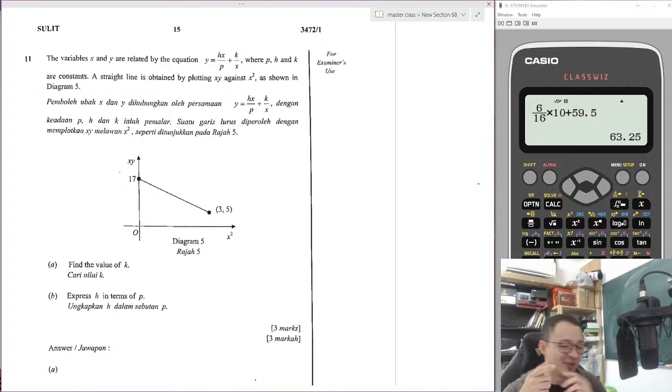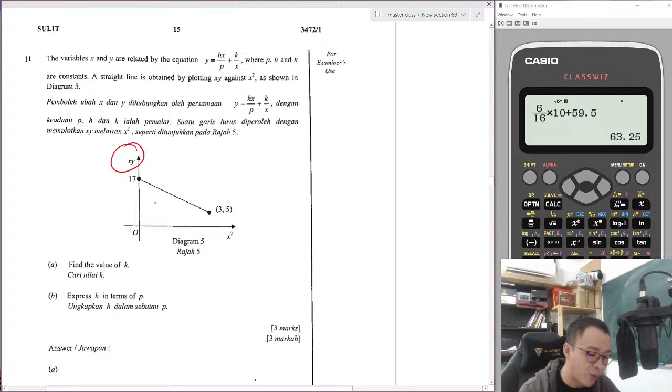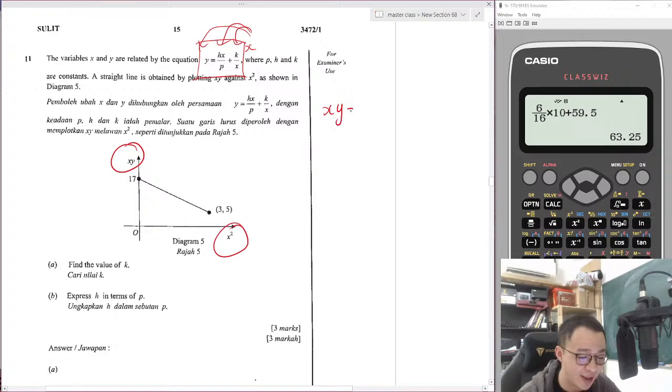Alright, so let's continue. Question 11, linear law. They ask you to find the value of k and then express h in terms of p. So it's quite easy. First thing is I check my vertical axis and horizontal axis here. What happened is I want to have xy, but here I don't have xy, right? So I want to make it have xy. Then we multiply x for the whole equation, for the first, second, and third terms. Then I will get xy equal to hx squared over p plus k, because x and x I simplified already, so plus k. Then I almost got this already. If I see carefully like this, I realize, oh, this is linear already.